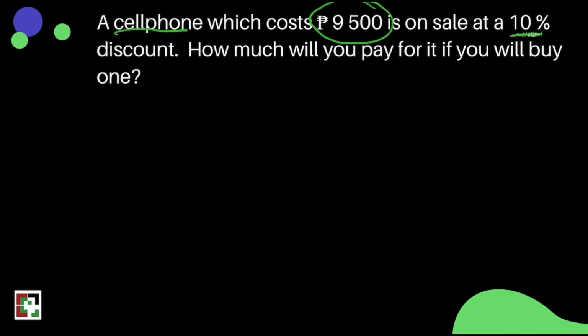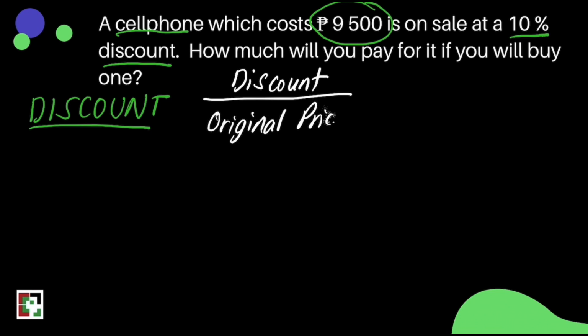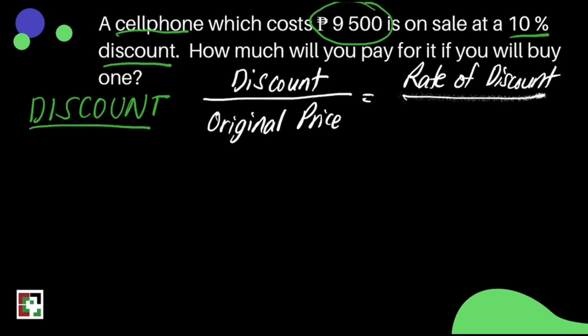Our given is 9,500 pesos, which is the cost of the cell phone, and it is at a 10% discount. What do we mean by discount? It is the one that we save if we are buying things on sale. So that's the one that we subtract from the original price. But in this problem, we solve the discount by using this formula. Discount over original price is equal to rate of discount over 100, where 100 is a constant number.